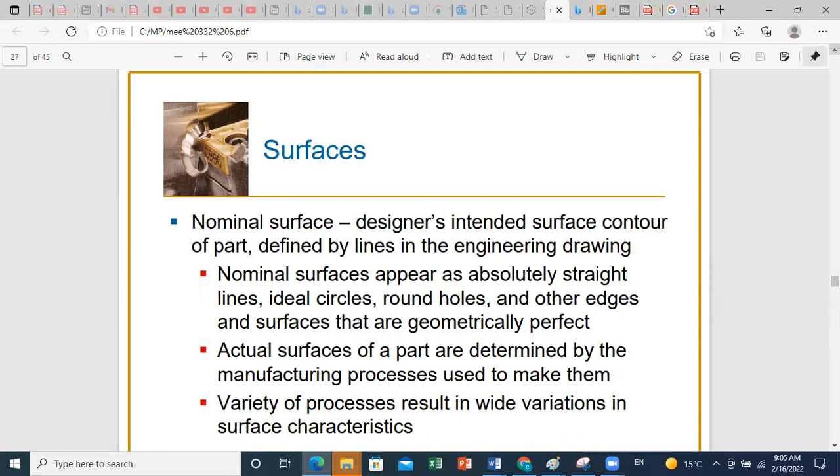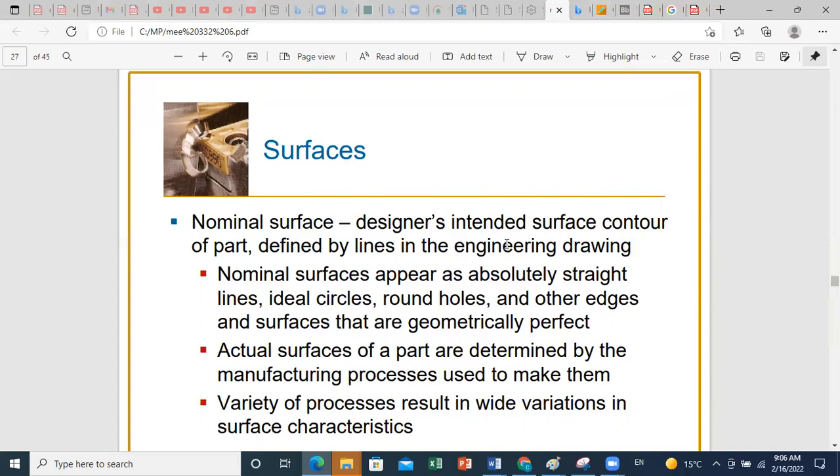First, for the case of nominal surfaces, a designer will just draw contours that are perfect. He will define lines in engineering drawings, so everything is exact. You have, for example, pure parallelism between your lines, exact roundness, etc. And you don't take into account any error in manufacturing.